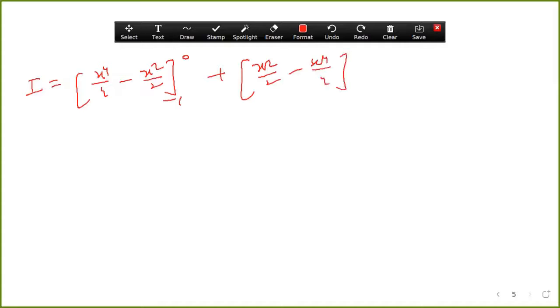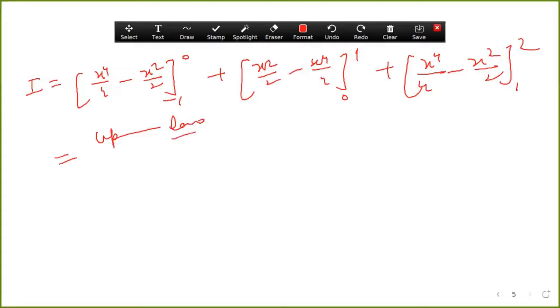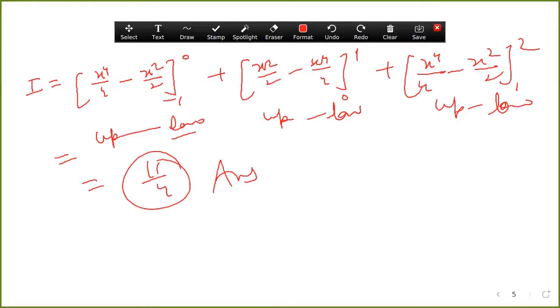The integration is equal to x to the power 4 upon 4 minus x square by 2 from minus 1 to 0, plus x square by 2 minus x to the power 4 upon 4 from 0 to 1, plus x to the power 4 upon 4 minus x square by 2 from 1 to 2. Now get the values: upper limit minus lower limit. Put the limits and you are getting the answer 11 by 4. Now simplify it on your own.